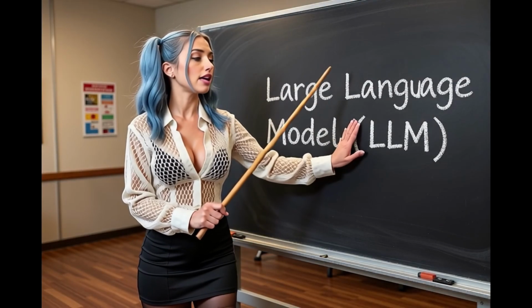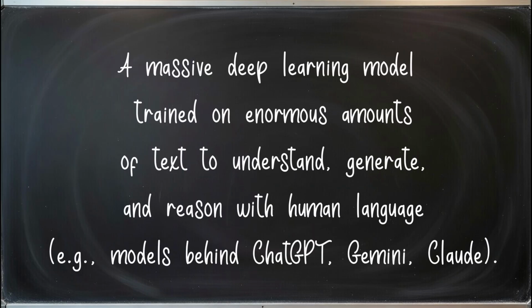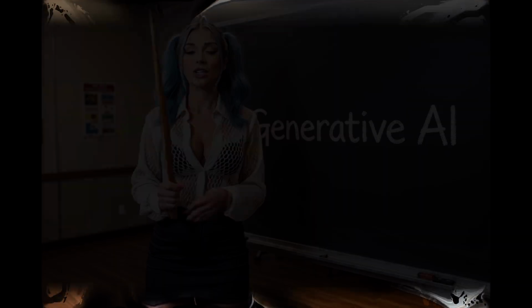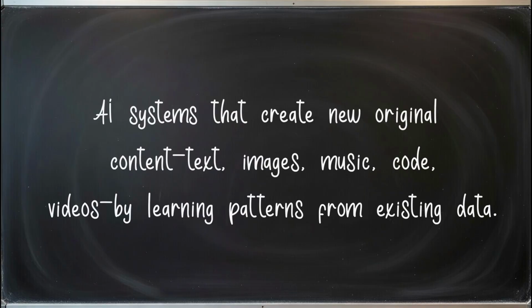Large language model (LLM). A massive deep learning model trained on enormous amounts of text to understand, generate, and reason with human language, e.g. models behind ChatGPT, Gemini, Claude. Generative AI. AI systems that create new original content, text, images, music, code, videos by learning patterns from existing data.